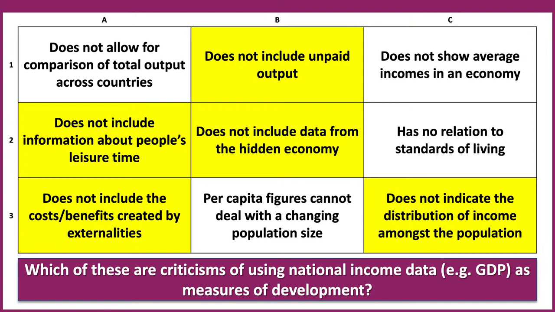And last but not least, it doesn't indicate the distribution of income amongst the population. As you saw in the previous question, potentially a limit to growth and development. So that could be addressed by including a measure of inequality, maybe including the Gini coefficient as well. And our other four are actually advantages of using this method, not necessarily criticisms.